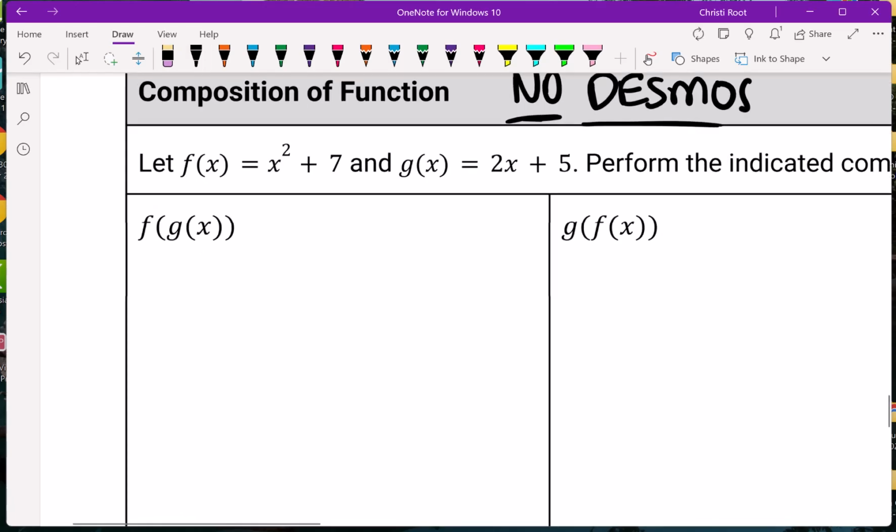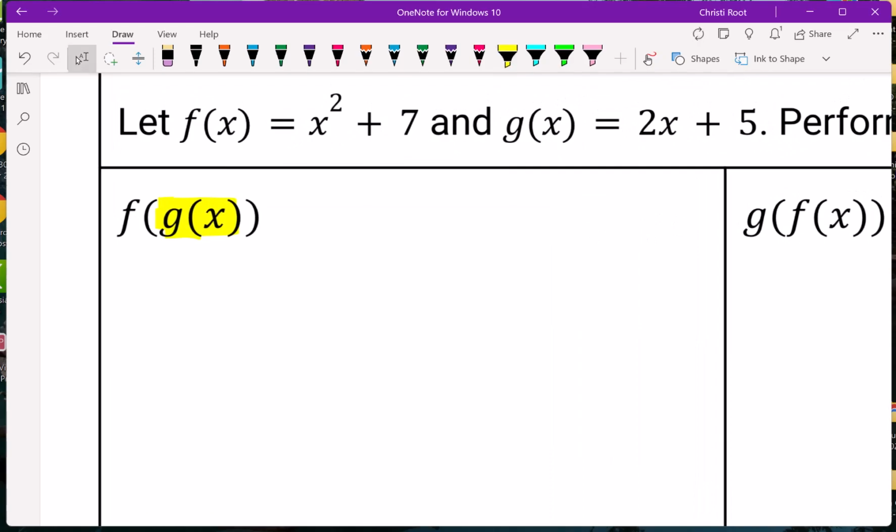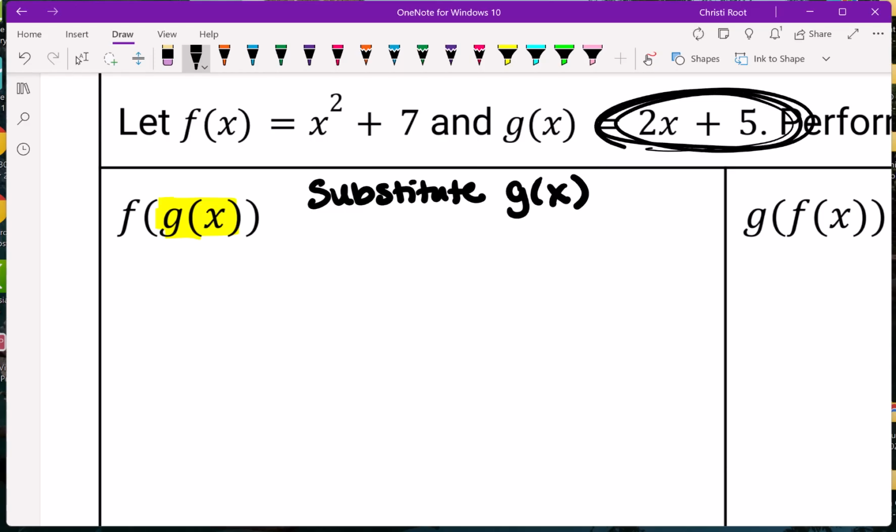So I'm going to show you a shortcut way to do it. You're going to highlight this part like you did before. But the only difference is you cannot plug in a number. You don't have that option. So you're going to substitute g of x. That's weird. You're going to have to substitute g of x into this f function right here.